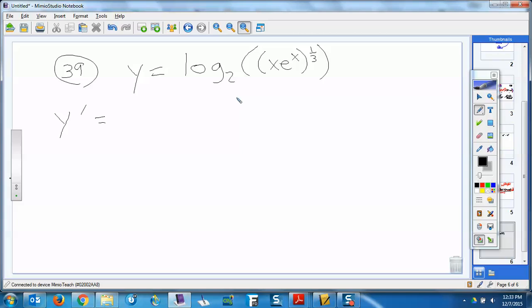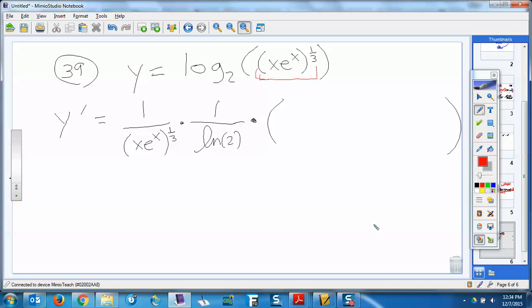It's log, right? The rule for log is always 1 over the inside. That'd be x e to the x to the 1/3 times 1 over ln2, that's the rule, times the inside derivative, right? So now we're ready to tackle that. So how do we do that?